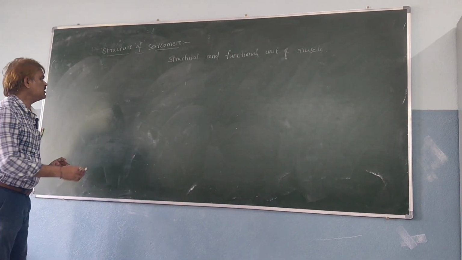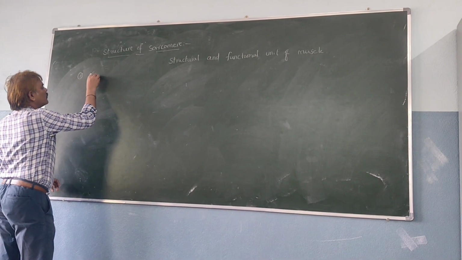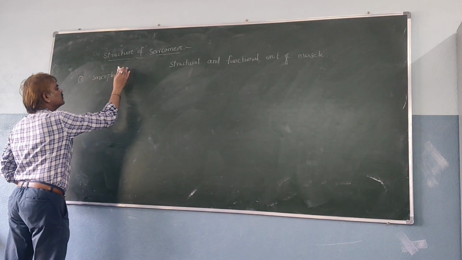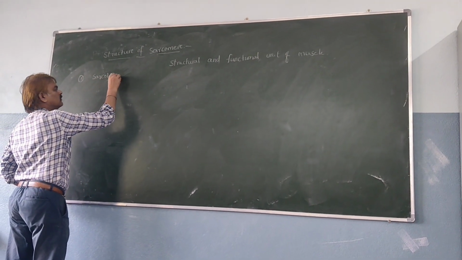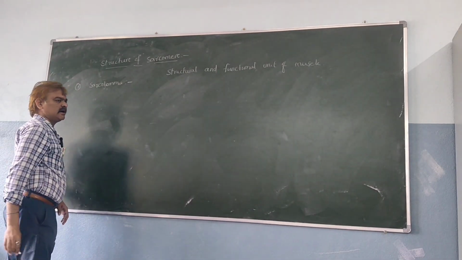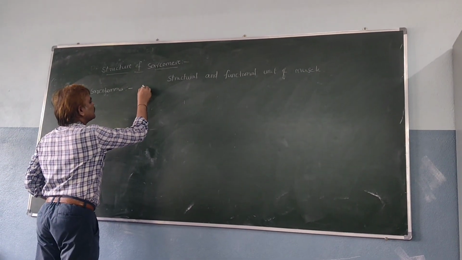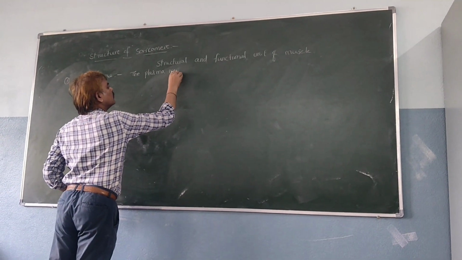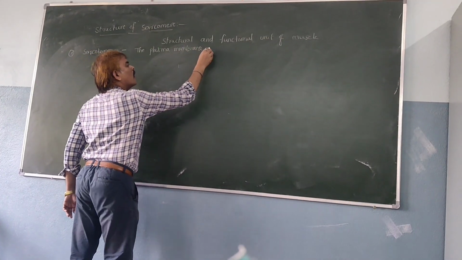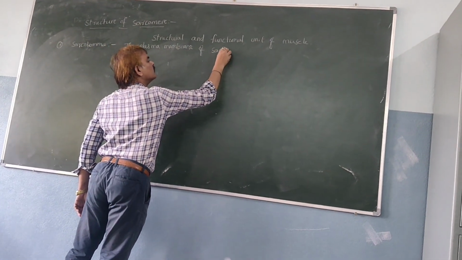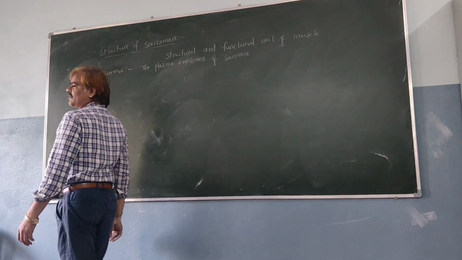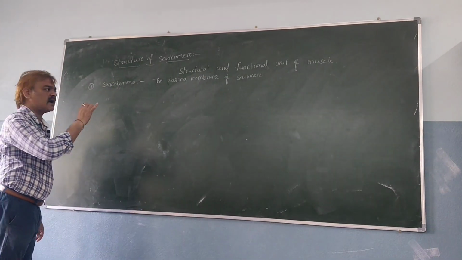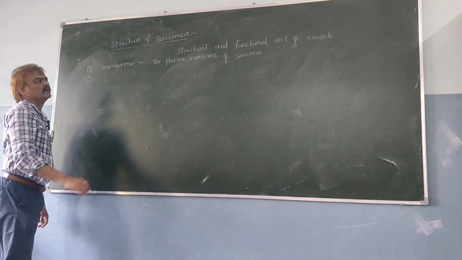Here, some of the terminology. First, sarcolemma. Sarcolemma is nothing but the plasma membrane of the sarcomere. Sarcolemma is nothing but the plasma membrane of the sarcomere.